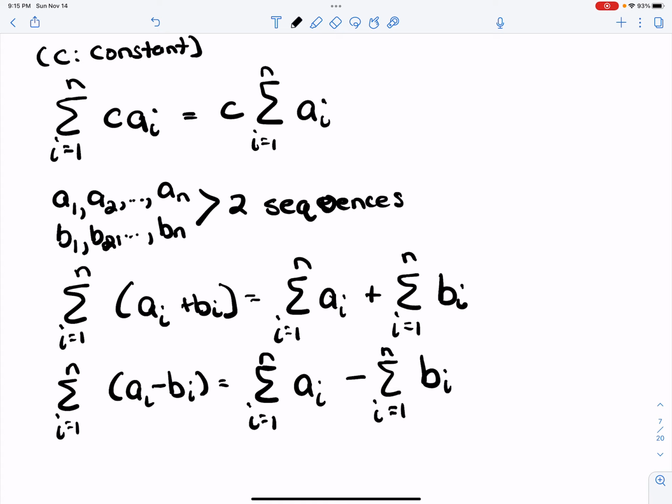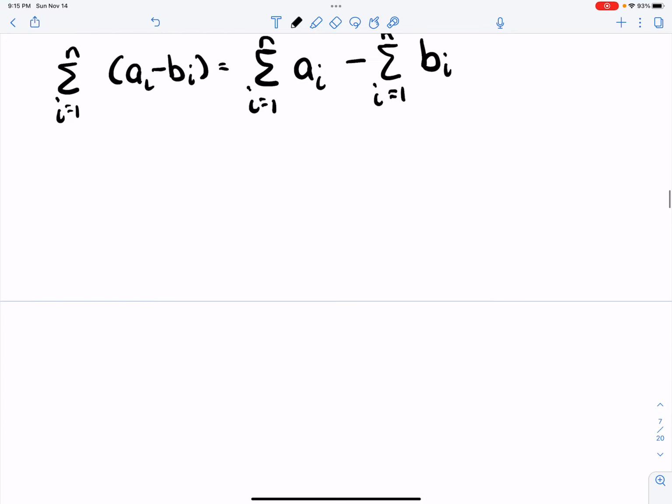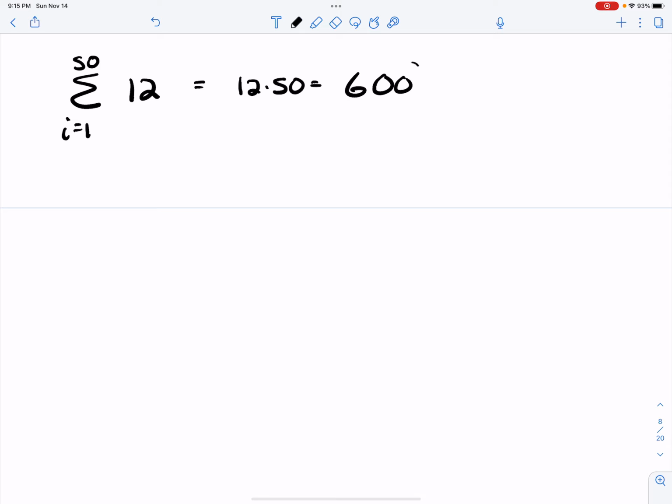So let me show you an example there. Let's say you have the summation of i equals 1 to 50 of 12. You could sit there and add up 12 50 times. But why do that when you could do 12 times 50 and get 600? So that's just something to keep in mind.